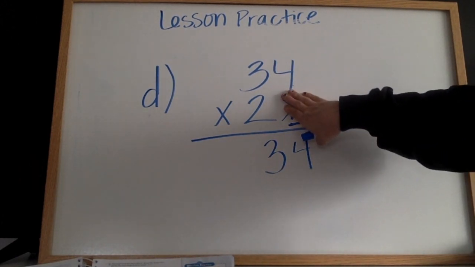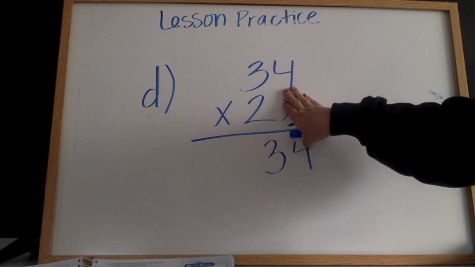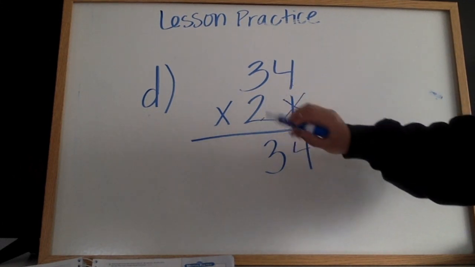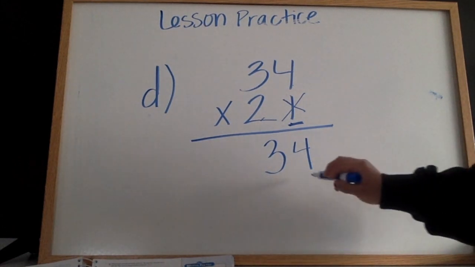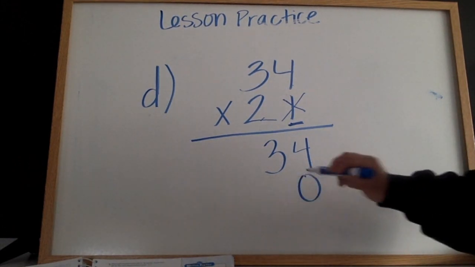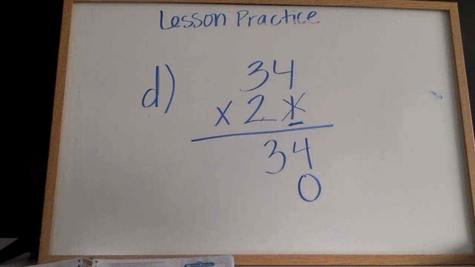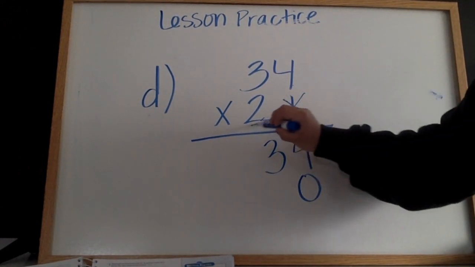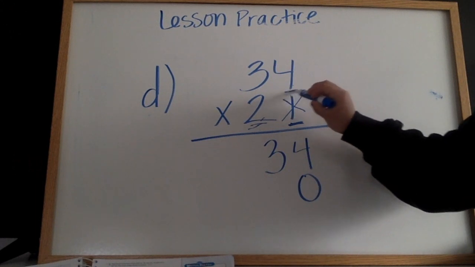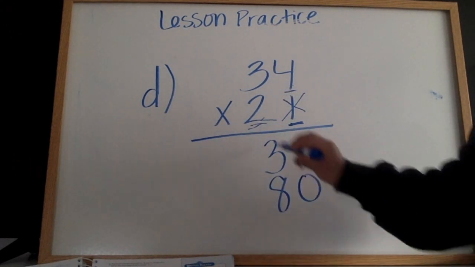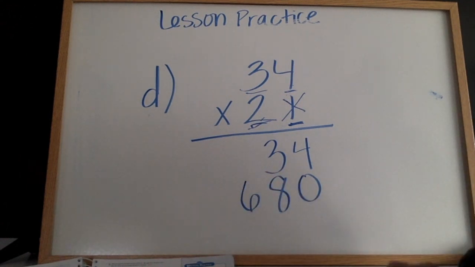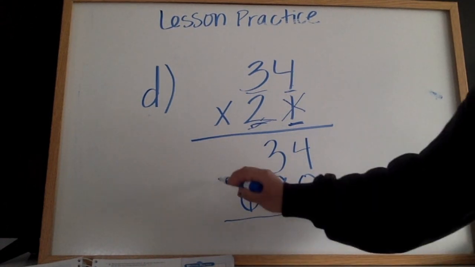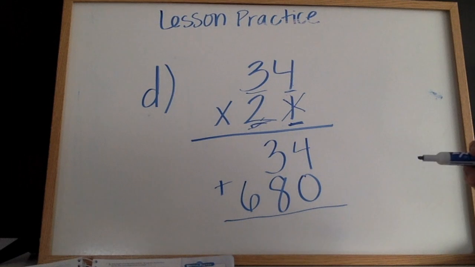So now we're just taking 34 times 20. And I know that this 2 is equal to a 20 because it's in the tens place. So since it's in the tens place, I do need to put a 0 down here to hold the place. 2 times 4 is 8. 2 times 3 is 6. Then I add these together to find my product.